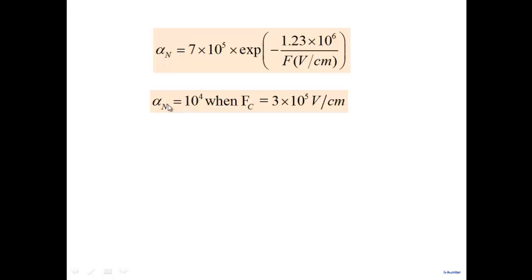Now, I'm calculating a value here. I'm trying to find out what is the field that I need to obtain an impact ionization coefficient of 10 to the power 4. What is the meaning of 10 to the power 4? Remember the units are centimeter inverse. So what it says is, when I apply a field of so much, my impact ionization coefficient reaches a value of 10 to the power 4. And 10 to the power 4 means that if my electron travels a distance of 1 micron, it will create 1 electron hole pair. Okay, 10 to the power 4 translates into 1 micron in terms of centimeters.